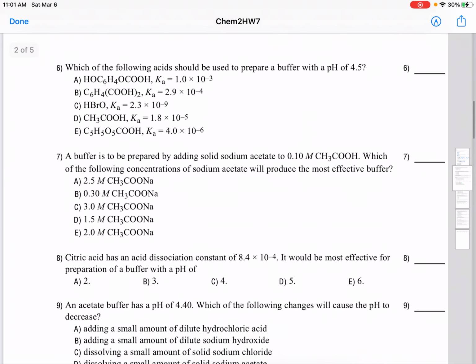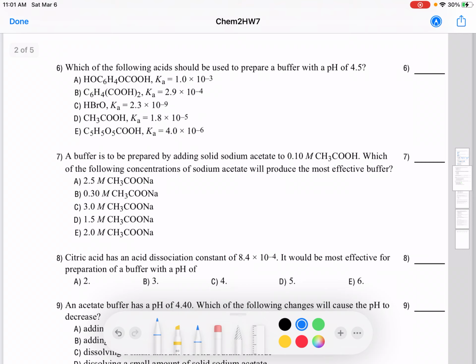Number 6. Which of the following acids should produce a buffer with a pH of 4.5? So in our lecture we talked about if you want to make a buffer of a certain pH, you should take the acid which has the pKa value close to the pH of the buffer system that you want to make. Okay, so we want to make a buffer with pH 4.5 and we are given Ka values.